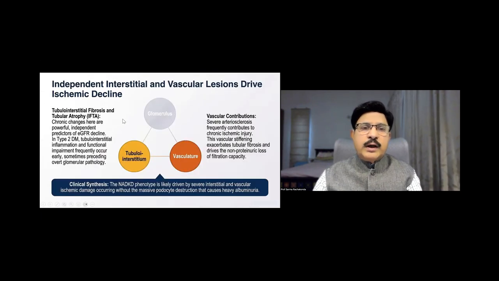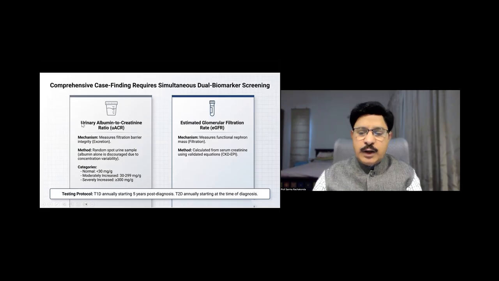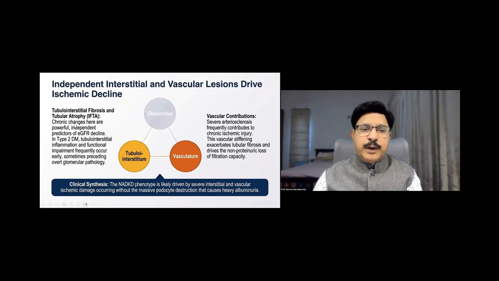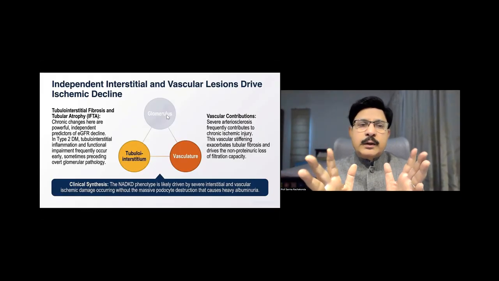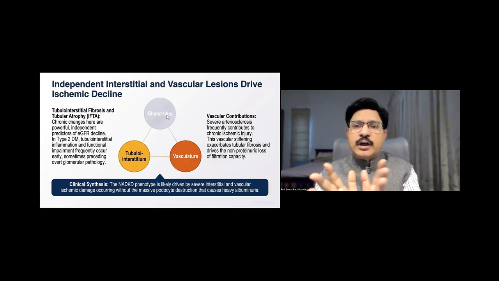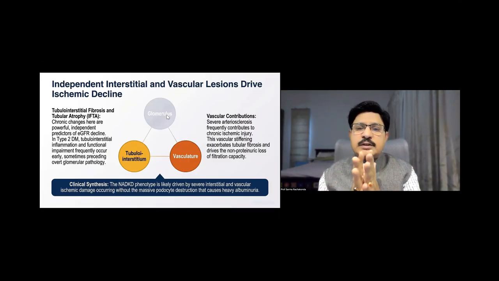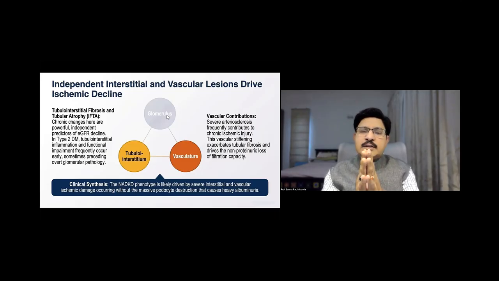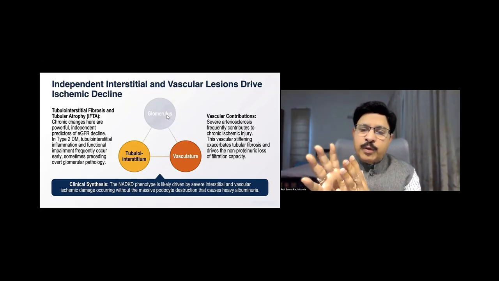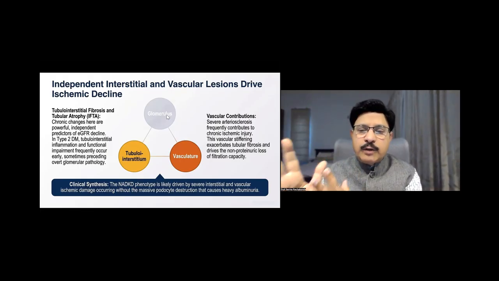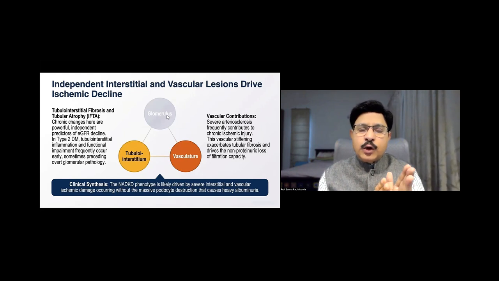Now, interdependent interstitial and vascular drive. Are these interdependent? The question is the classical phenotype and the newer phenotype without proteinuria. The interdependent interstitial and vascular lesions drive the ischemic decline. What is it that is causing vasculature abnormality and making them prone for cardiovascular risk and vascular complications? It is tubulointerstitial fibrosis and tubular atrophy.